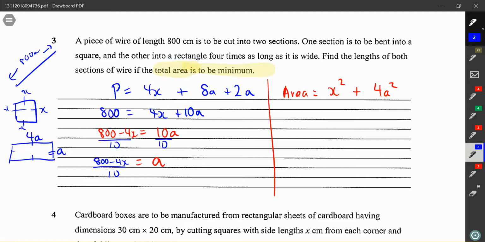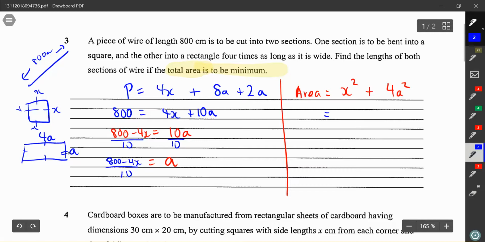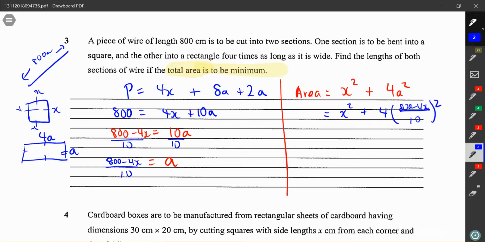So now if I replace it, the area is equal to x squared plus 4 times a. What is a? 800 minus 4x over 10 all squared. See what I've done there? All I did was I took a and I replaced the a over here. Instead of 4a squared, it's 4 that squared. Define this in your calculator. And remember, what do we want to do? We want to find the minimum.